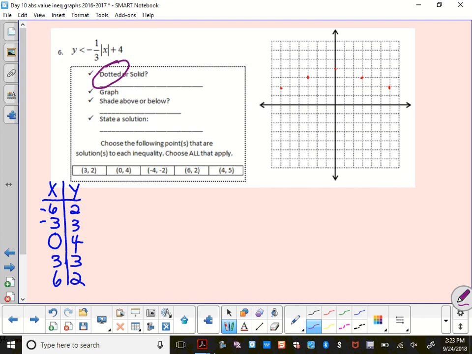Dotted. Be sure. Look, it's just less than. If it has an extra line underneath, then it would be solid. It's dotted. Do I shade above or below? It is less than, so we go below. So I have a dotted line, and I shade below.